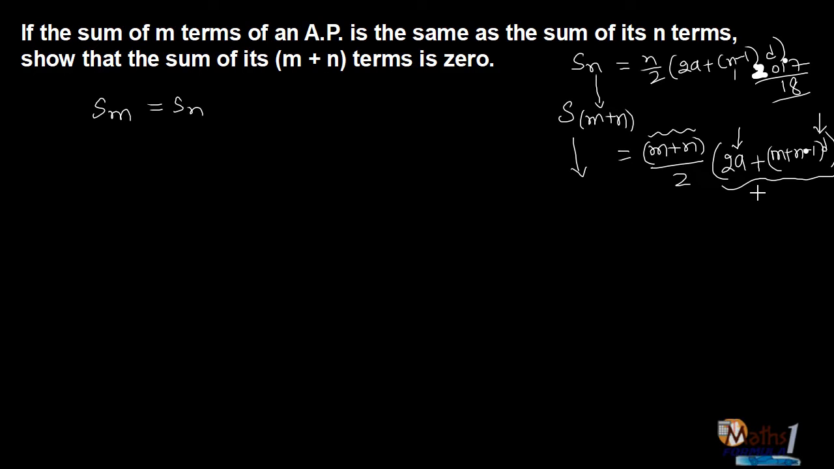d cannot be 0, because then you will not have an AP, so that is meaningless. The other option is that the entire portion in the bracket becomes 0. Then m plus n by 2 multiplied by 0 will make the sum of m plus n terms 0. So one of these has to hold, and you'll only be able to figure that out from what they have given. So let's go back to this question and try to get this from the basics. I hope you understood what I'm trying to say here.